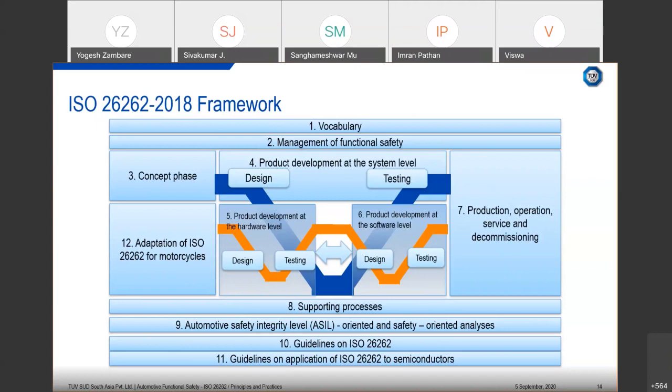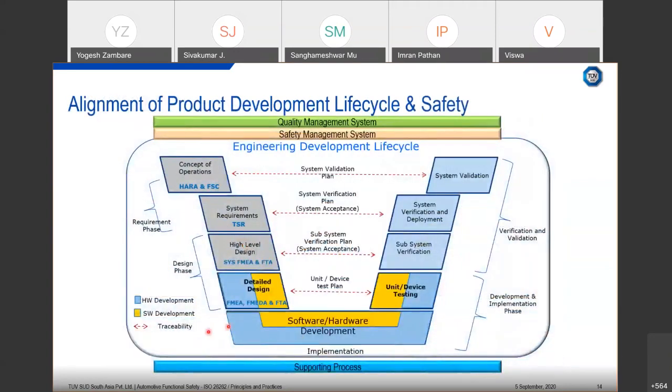And then we will try to understand the product and the safety lifecycle alignment needed for the same. Okay, so how are both aligned? Most of the time I'm getting the question from different participants that how these are aligned and how we are supposed to execute. See, for example, this is the product development life cycle along with the safety aspect of it. So the quality management system and the safety management system, also the supporting processes, are applicable for all the phases of the product development life cycle.